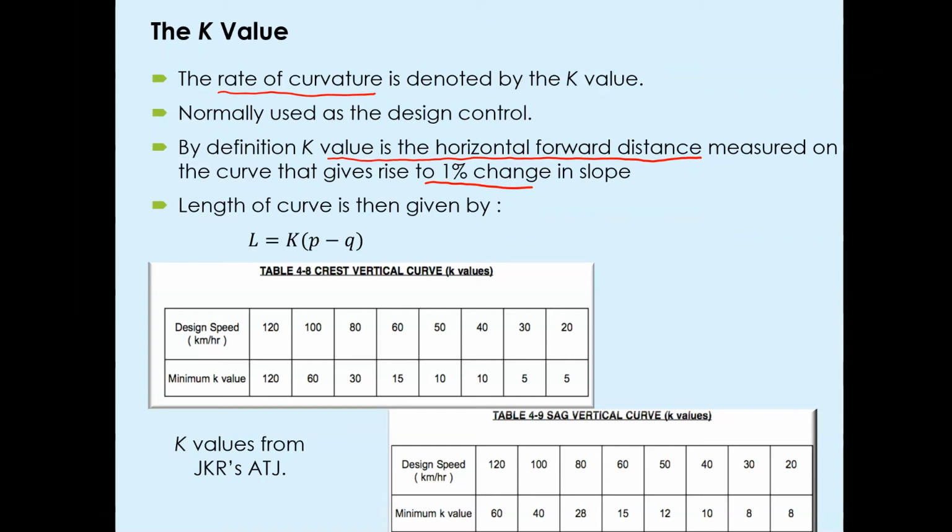So in other words, that's what it means by the rate of curvature. And if we take that value K into account, the length of a vertical curve can be simply computed by that simple equation there: K multiplied by the algebraic difference.